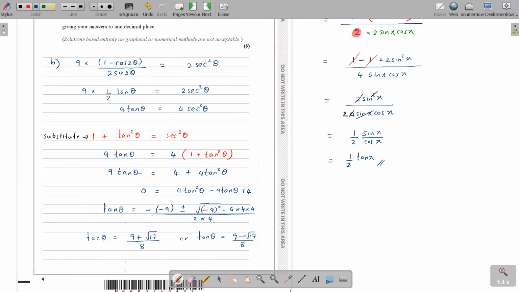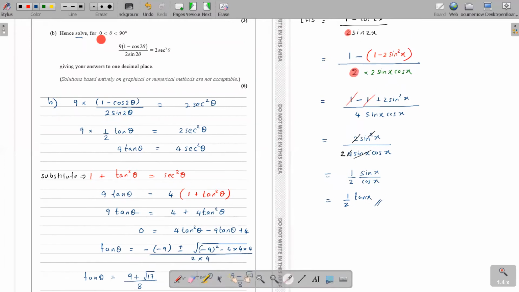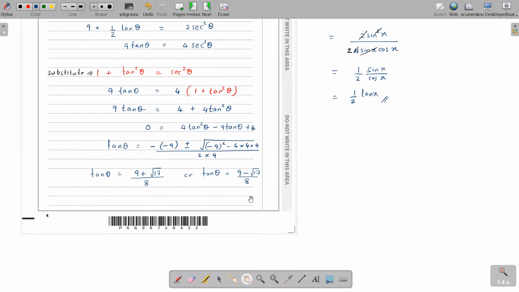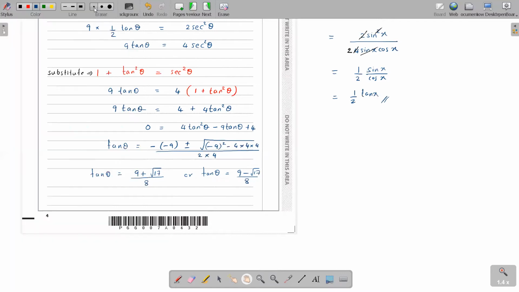Okay, so we need to solve this now. They have given us the range only from 0 to 90, so actually only the first quadrant, isn't it? If I take the value 9 plus root 17 over 8, we need to check the quadrant it is in. It's a positive figure, 1.640388. I'm just taking a few extra decimals here. So I need the first quadrant.